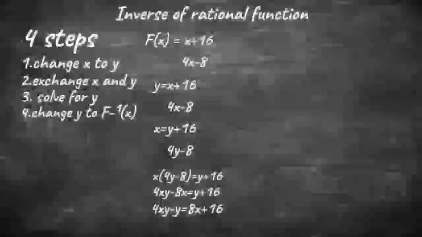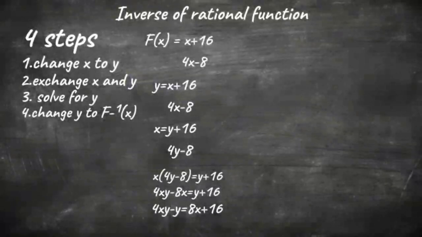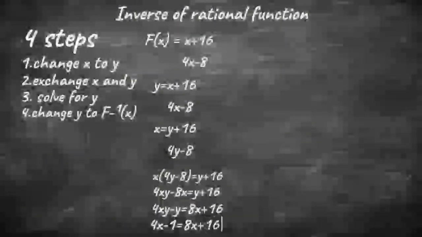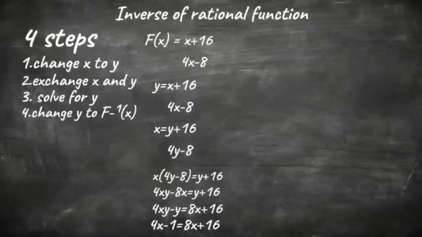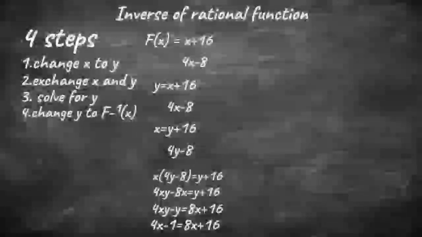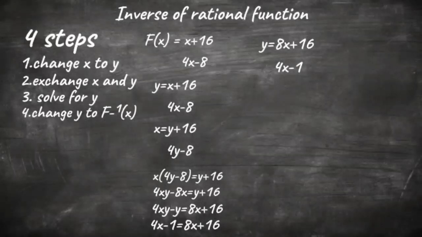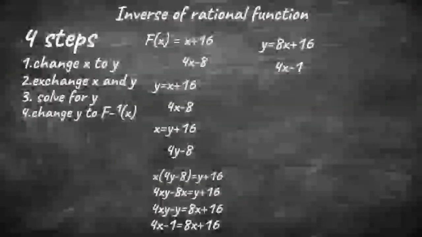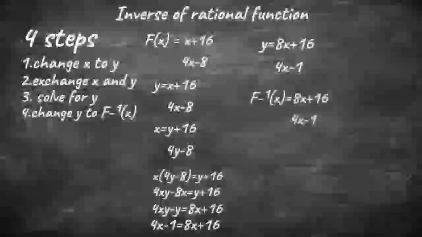Then equals, transpose negative 8x, it becomes positive 8x, and 16. Then factor out y, so we have y times 4x minus 1 equals 8x plus 16. Then to solve for y, divide both sides by 4x minus 1. So y becomes 8x plus 16 over 4x minus 1. Then change y to the inverse. So f to the power negative 1 of x equals 8x plus 16 over 4x minus 1.